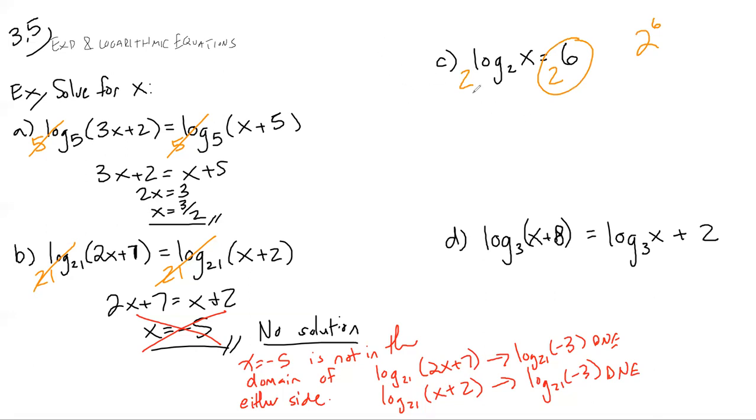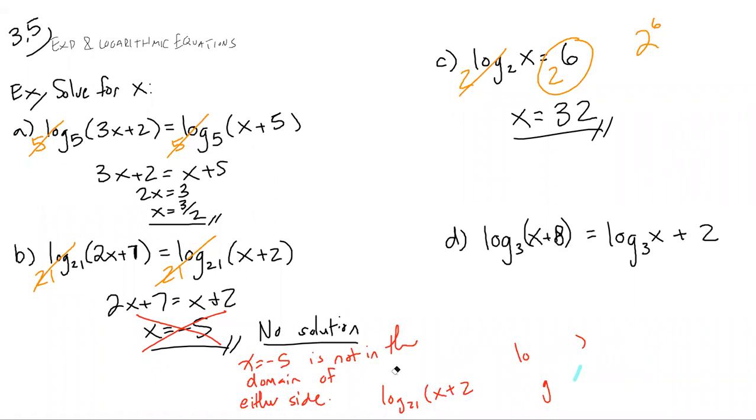So on the left, we're going to get our cancellation, and that just gives us our x. And on the right, 2 to the power of 6 is 32. So that one's done. I'm just going to get rid of that on the bottom, as it's going to take up some of my space.